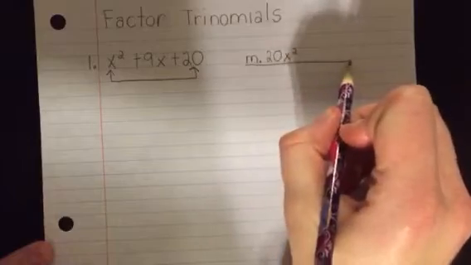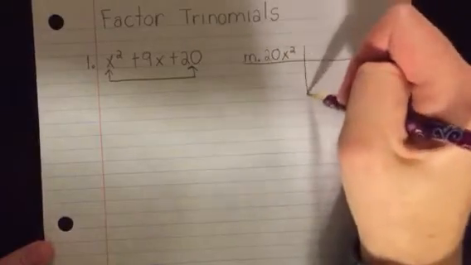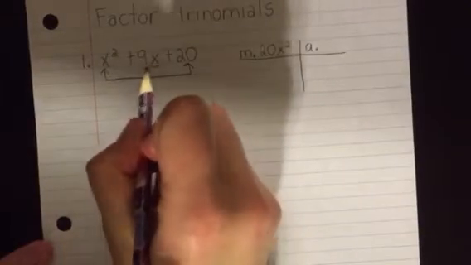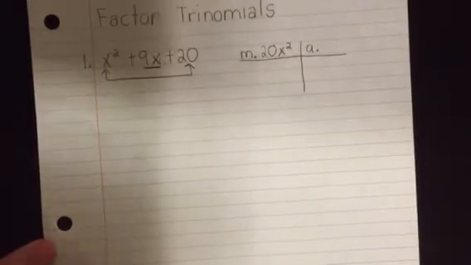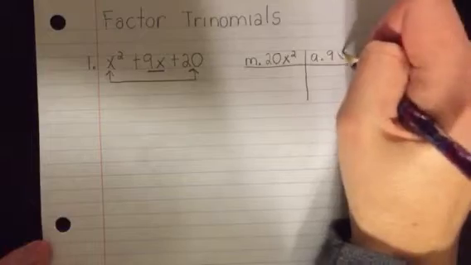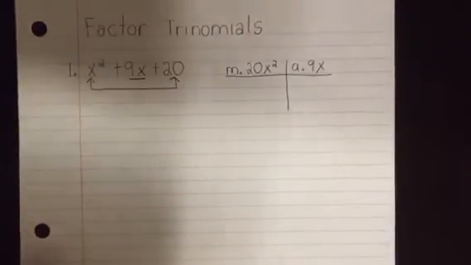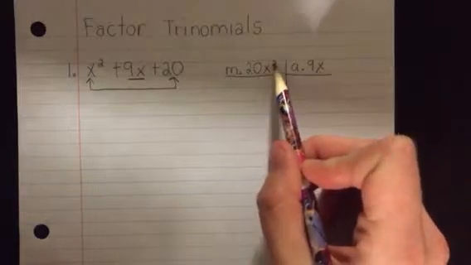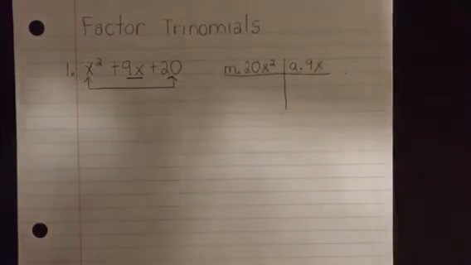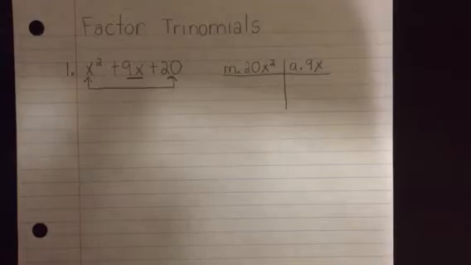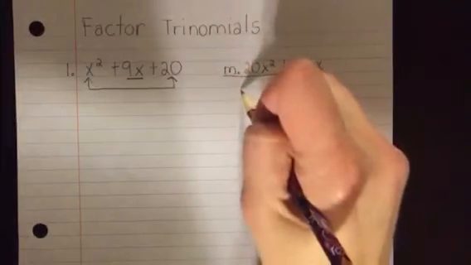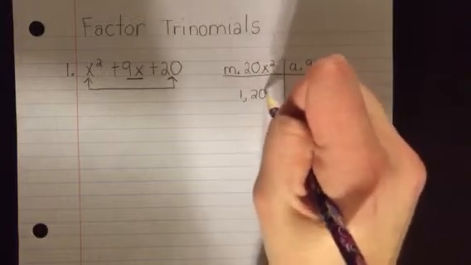So you're looking for two numbers that multiply to 20x squared, but add always to the middle term. So add to 9x. So what you need to do is create yourself a chart. So what you're looking for is two numbers that multiply to 20x squared, but add to 9x. Well, first of all, you need to think, what are my multiples of 20?